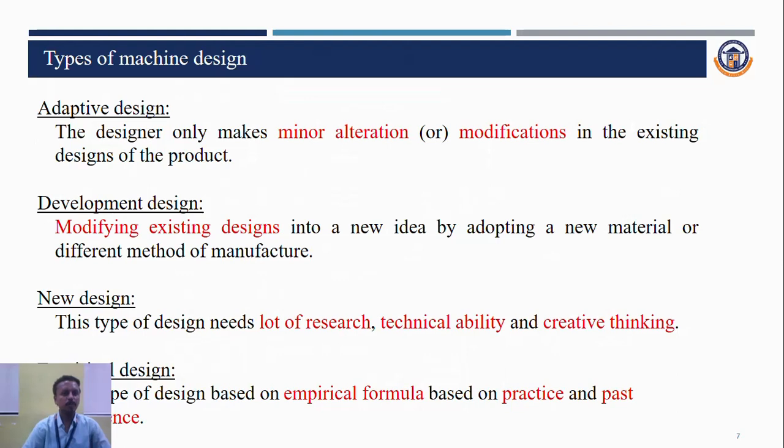So the next topic is types of machine design. In that, first one is adaptive design. The designer only makes minor alterations or modifications in the existing designs of the product. Second one is development design, modifying the existing designs into a new idea by adopting a new material or different method of manufacture. Third one is new design. This type of design needs a lot of research, technical ability and creative thinking. Fourth one is empirical design. This type of design is based on empirical formulas, based on practice and past experience.